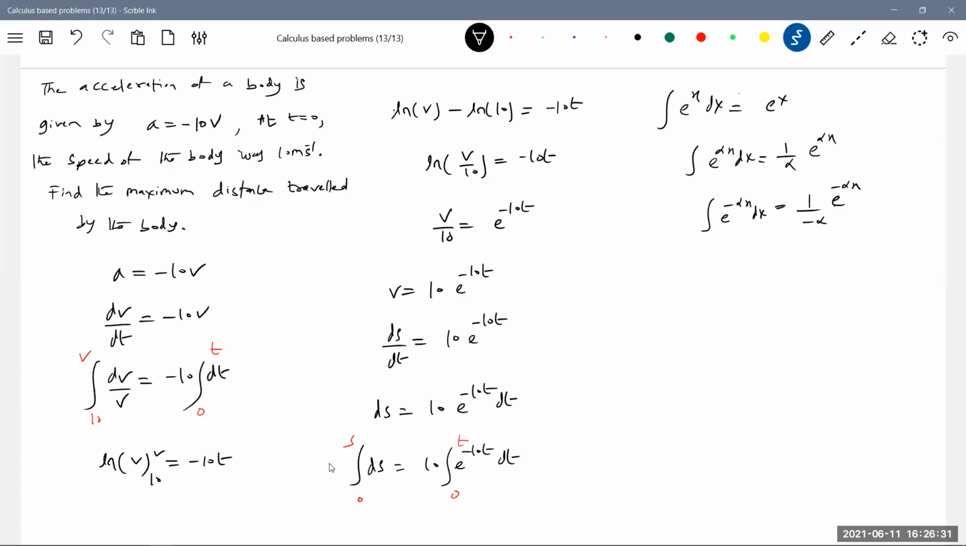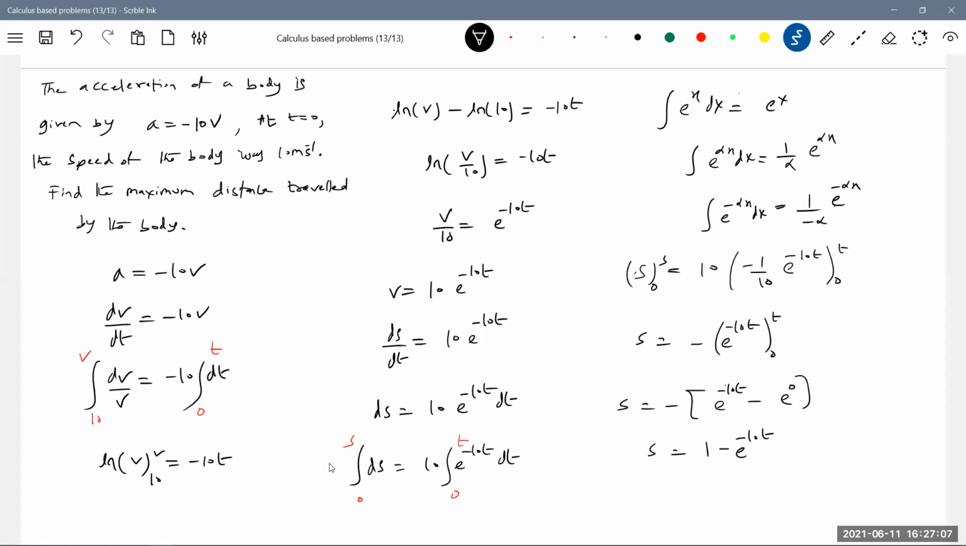Now you see this. So what shall I do now? Just multiply 0 to s. So 10 is there. So this will be minus 1 by 10 e to power of minus 10t. Limit will be 0 to t. S is equal to, this will be minus of, we'll substitute limit. This will be e to power of minus 10t minus of e to multiply with anything will be e to power of 0 only. So this will become 1 minus e to power of minus 10t.